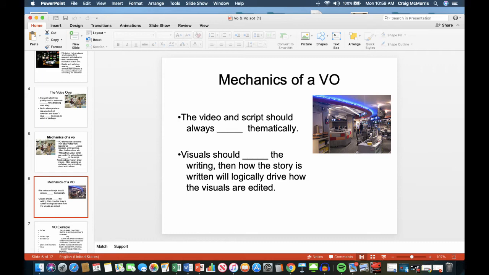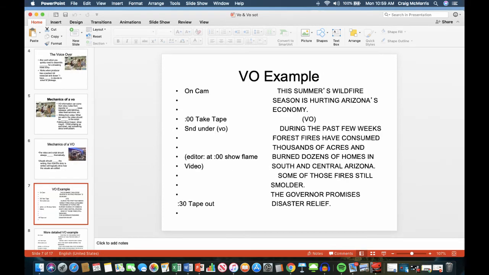Continuing with the mechanics of a VO, the video and script should always match thematically. The visuals should support the writing, then how the story is written will logically drive how the visuals are edited. Let's take a look at an example of a VO.